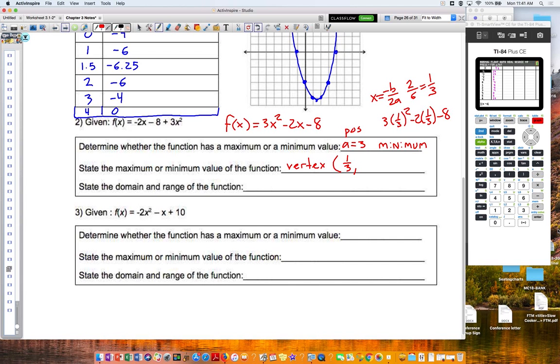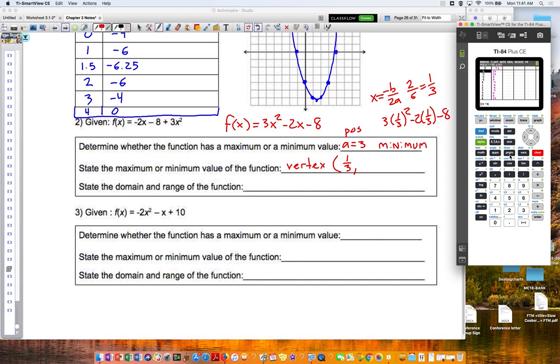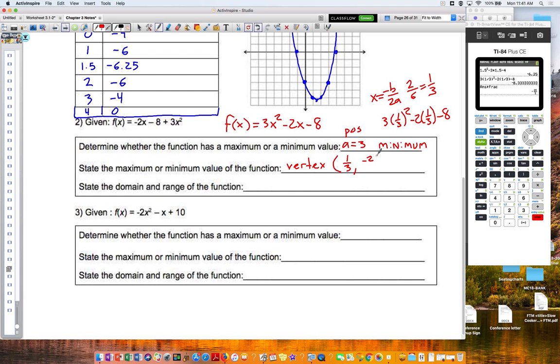Yeah, it's a messy fraction, but this is where our technology can come and help us out. So I'm just going to plug this in. 3 parentheses 1 divided by 3 squared minus 2 times 1 divided by 3, and then subtract 8. I'm just checking to make sure everything looks right. It's going to give me a decimal. I can go math, fraction, and look at that, negative 25/3.